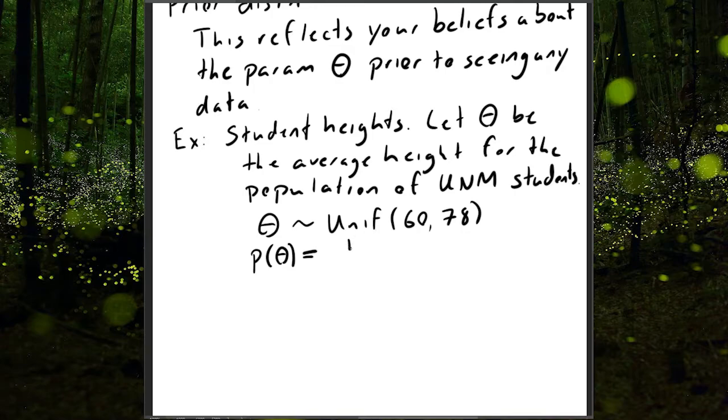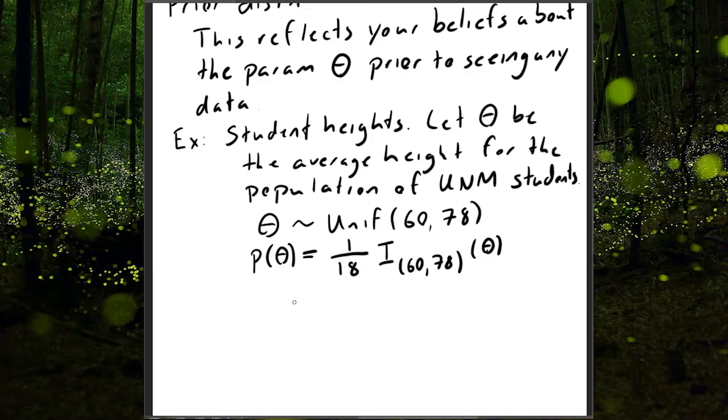This is going to be 1 over 78 minus 60, which is 18, times the indicator function, 60 to 78, of theta. So remember, my indicator function says that if theta is inside the interval from 60 to 78, the indicator function will be 1. If theta is outside the interval from 60 to 78, if theta is 59, if theta is 80, then the indicator function is going to be 0.